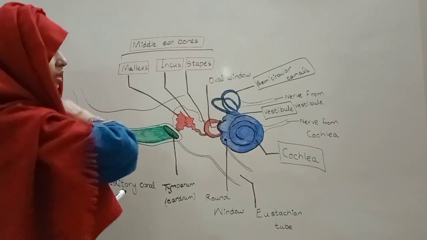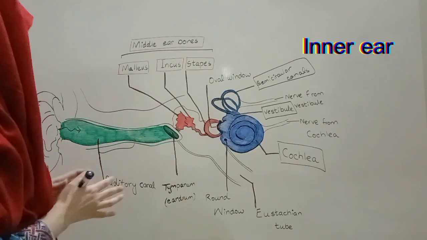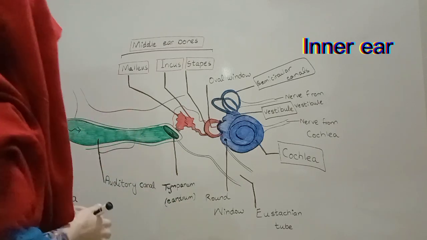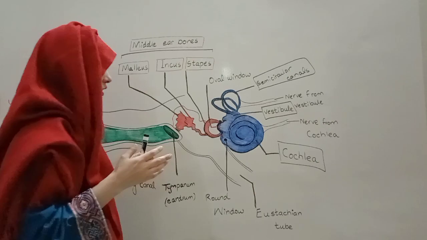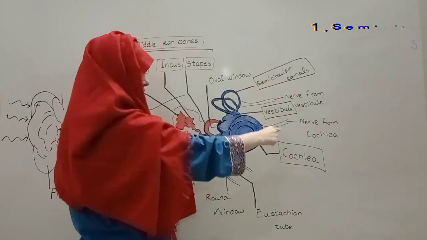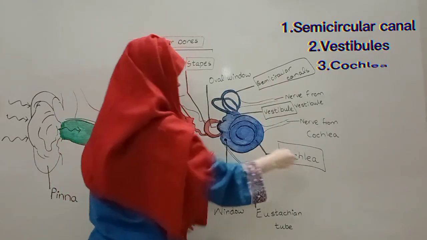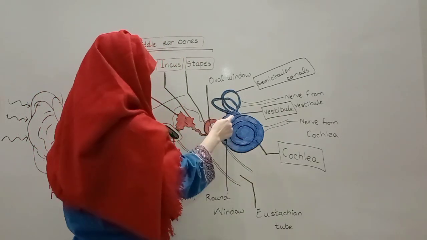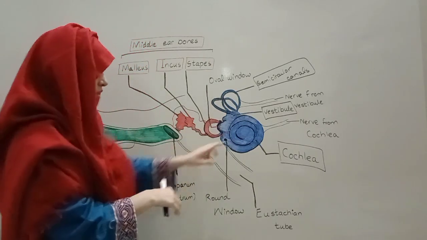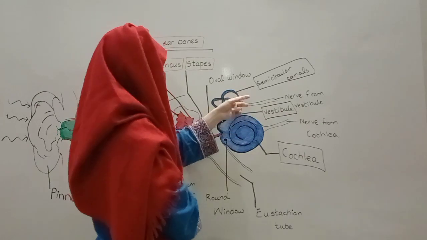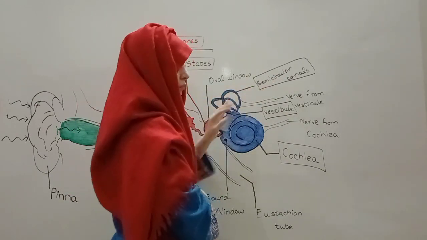Let's talk about the last part of the ear, the inner ear. Basically, the third part consists of three parts: semicircular canals, vestibule, and cochlea. This is the upper part, this is the lower part, and this is the middle part. At the center, the vestibule is present. Posterior to the vestibule, the semicircular canals are present.